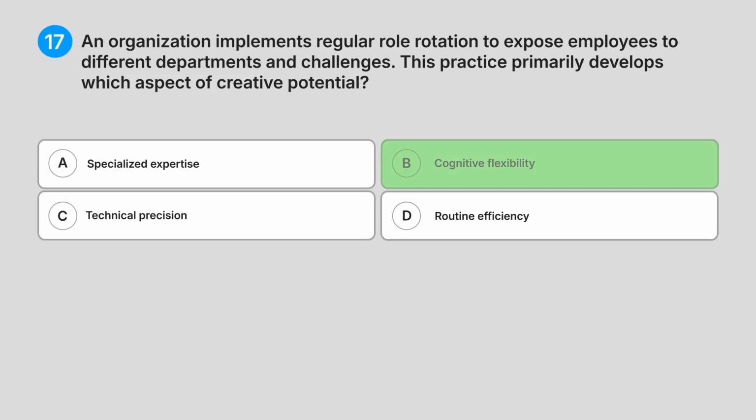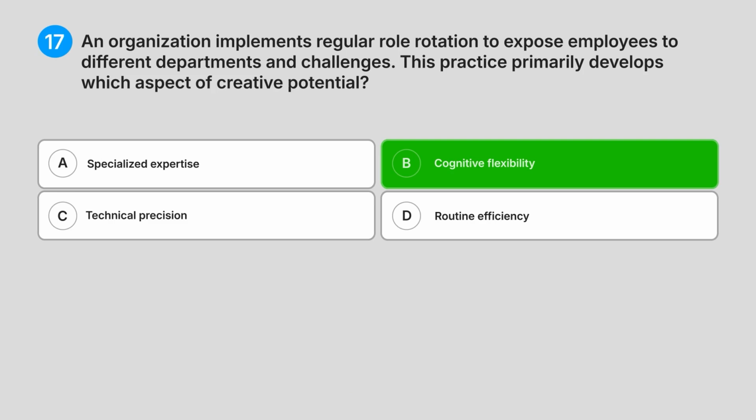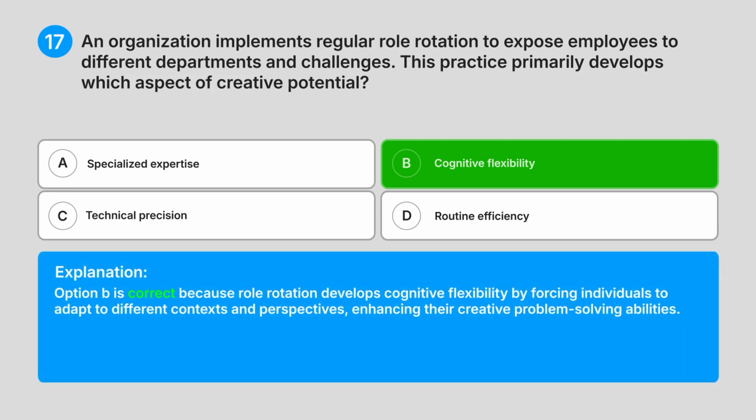Correct answer, B. Cognitive flexibility. Explanation. Option B is correct, because role rotation develops cognitive flexibility by forcing individuals to adapt to different contexts and perspectives, enhancing their creative problem-solving abilities.